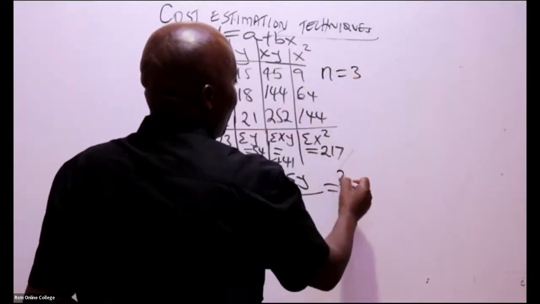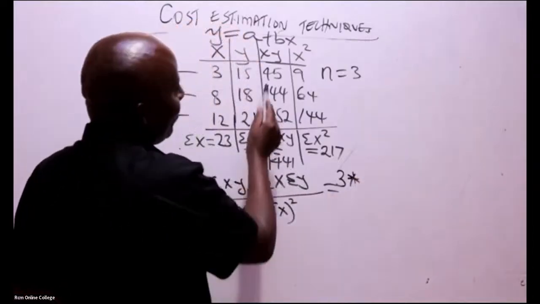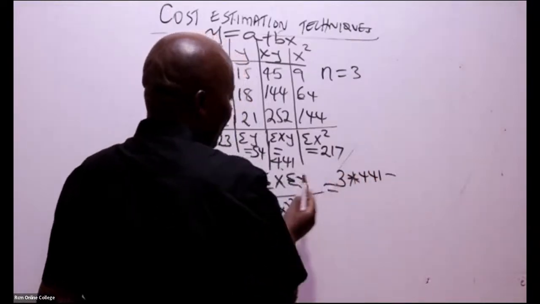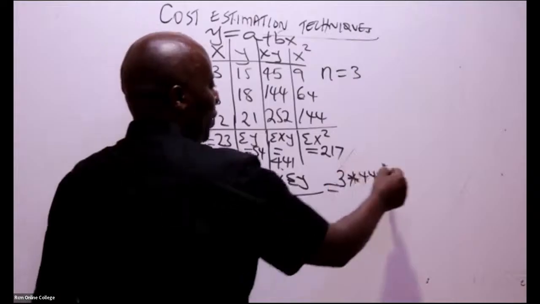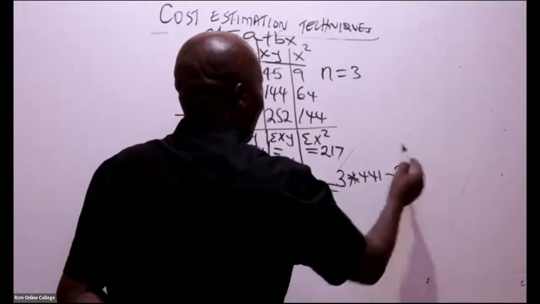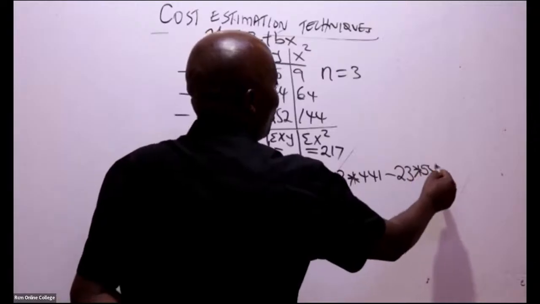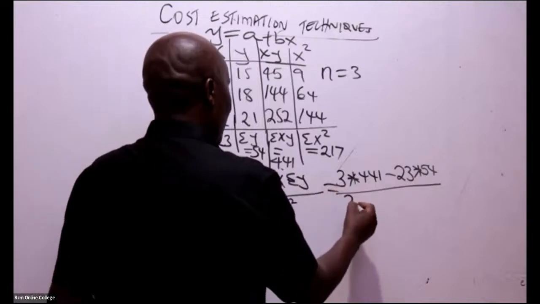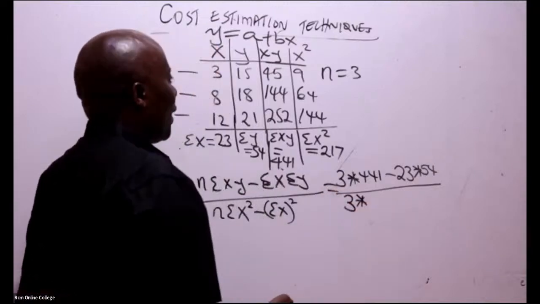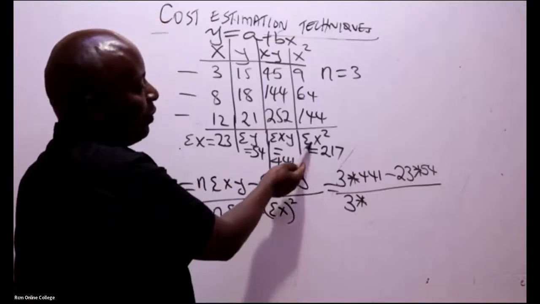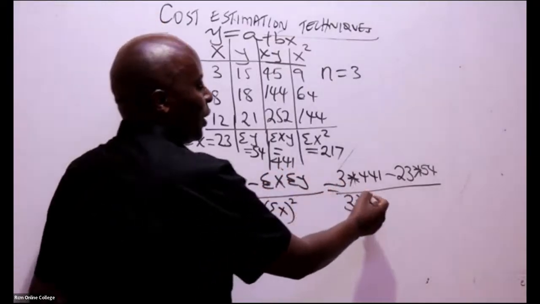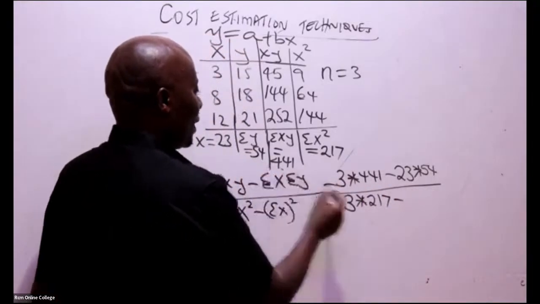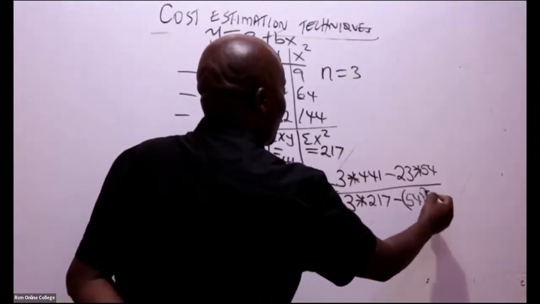So then we have here 3 times sum of xy. Sum of xy, already we have it. It is 441, minus summation of x, which we already have, 23, times summation of y, which is 54, all over n again, which is 3, times summation of x squared. Summation of x squared, already we have it, 217, minus summation of x in brackets, squared.